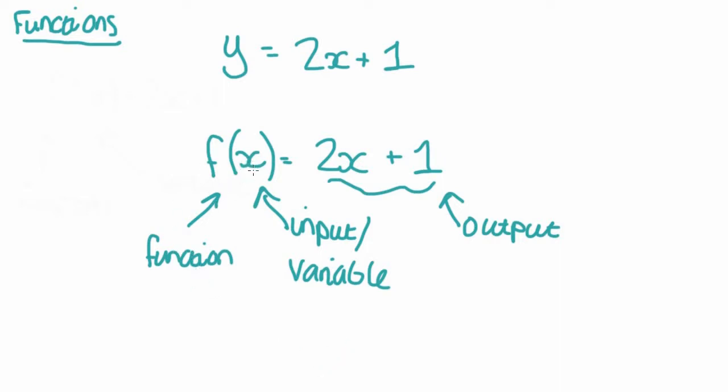If we put a value into the function, that will be our input, and then whatever we get out will be our output. For example, let's say we want to find the value of the function when x is equal to 5. Then we'd have f of 5 is equal to 2 times 5 plus 1. So everywhere there's an x, we replace it with a 5. So this will give us 10 plus 1, which is 11.